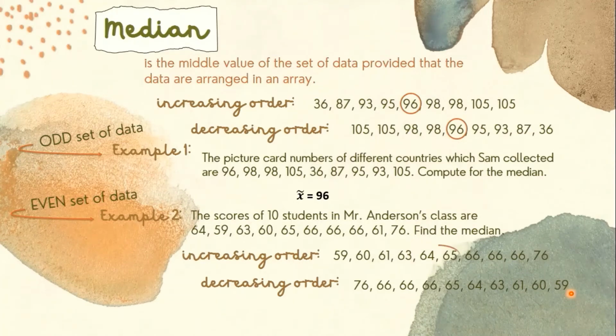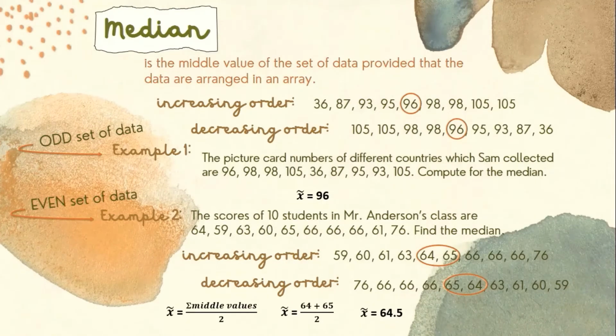Now, we may notice that we have two values for the median, 64 and 65. What we'll have to do is to add both of these middle values and then divide it by 2, which is 64 plus 65, or 65 plus 64, divided by 2, which is 64.5. The median for this set of data is 64.5.